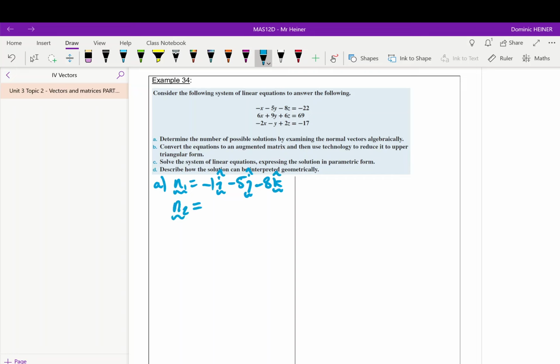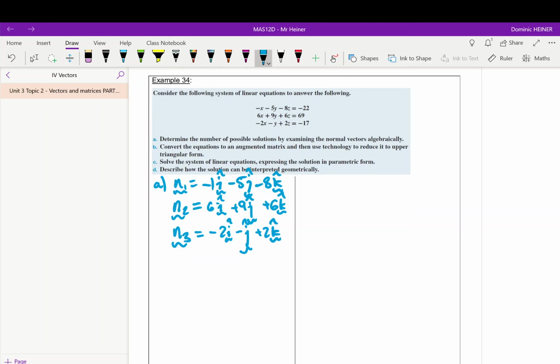N2 is equal to 6i plus 9j plus 6k. And N3 is equal to -2i minus j plus 2k. So again, we see that the normal vectors are not parallel. We have no scalar multiple that we could apply to any of these n1, n2, or n3 to get another of the n1, n2, n3.